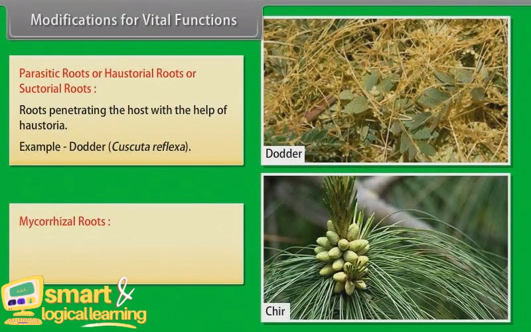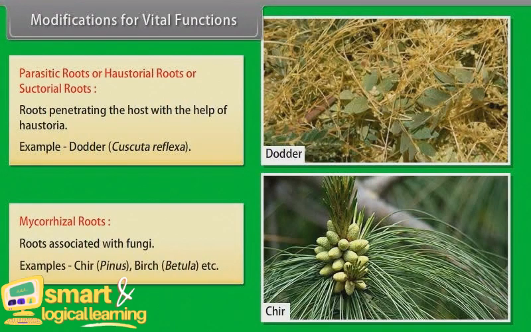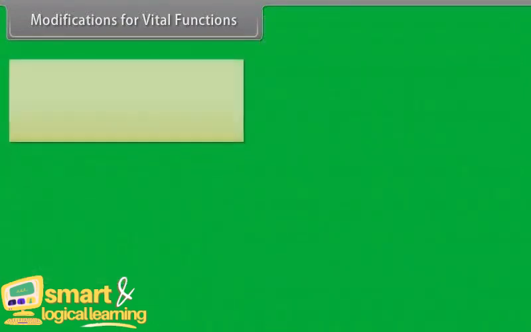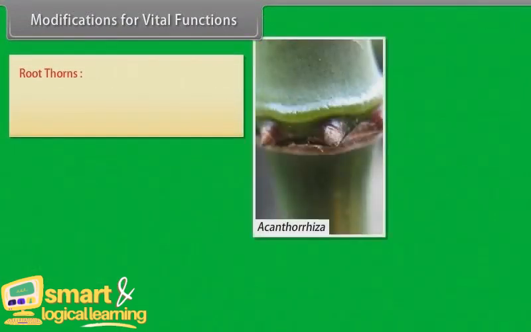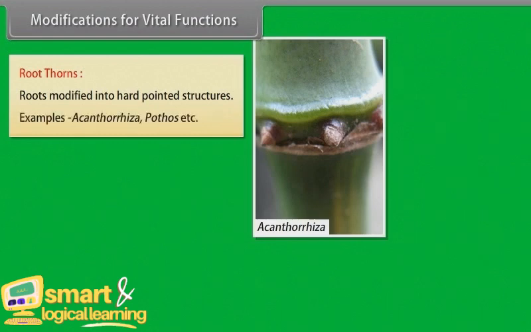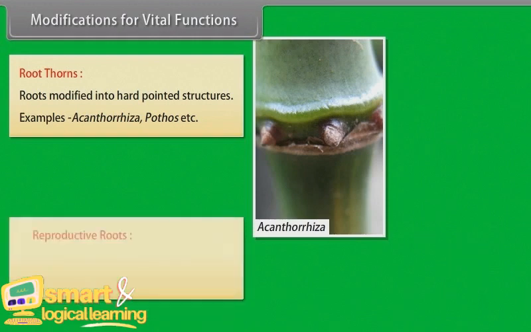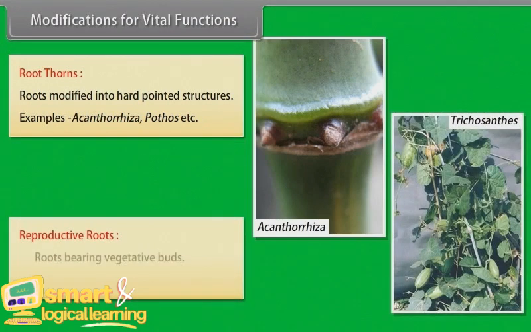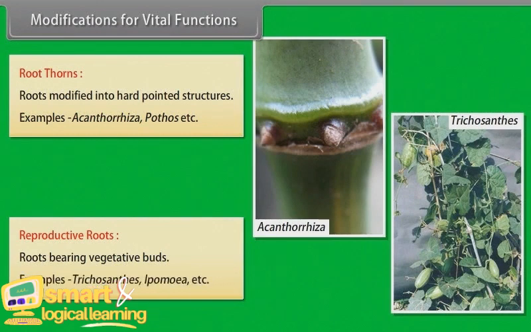Mycorrhizal roots. Roots associated with fungi. Examples, pine, birch, etc. Root thorns. Roots modified into sharp-pointed structures. Examples, Acanthorhiza, pothos, etc. Reproductive roots. Roots bearing vegetative buds. Examples, Trichosanthes, Ipomoea, etc.